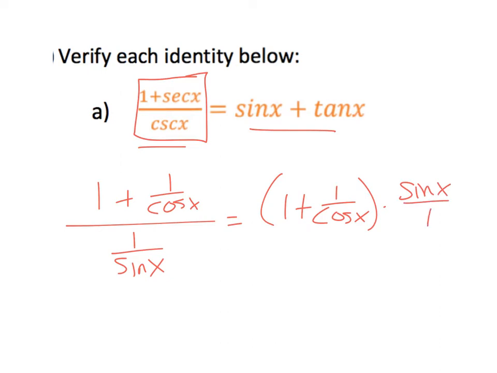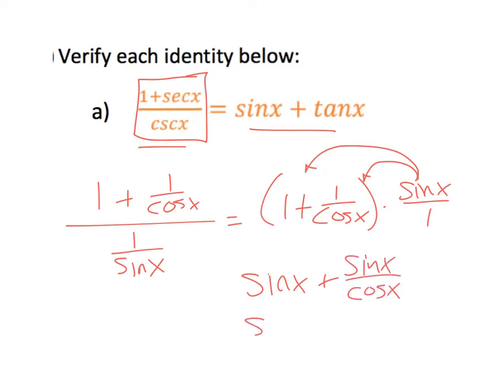The reason that's helpful is that now if I distribute that through, well, sine of x over 1 times 1 is just sine of x, and in that second term you get sine of x over cosine of x, which is exactly tangent of x. So by doing that, we quickly get our answer of sine of x plus tangent of x.